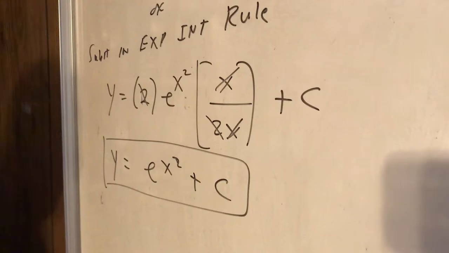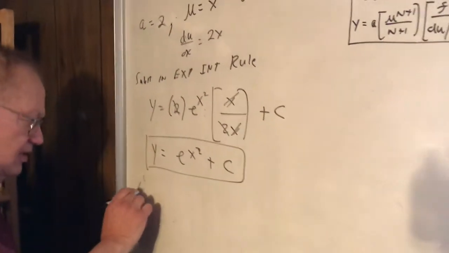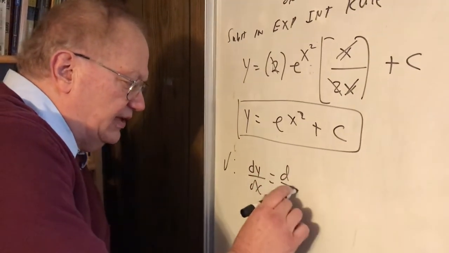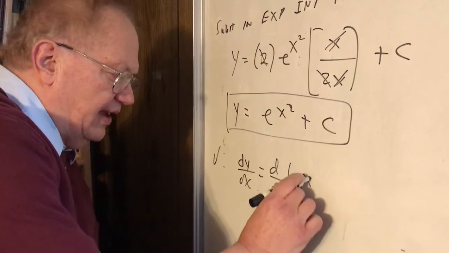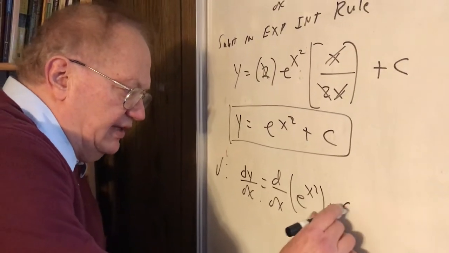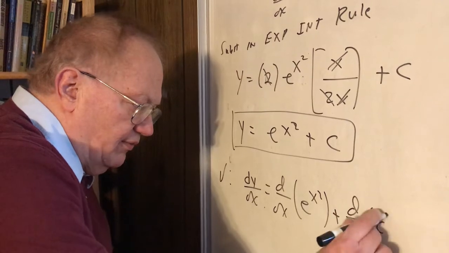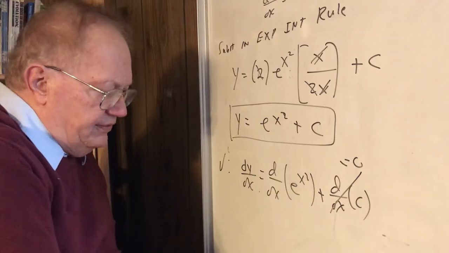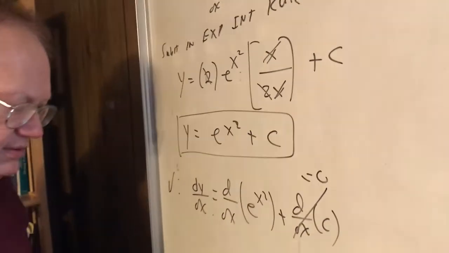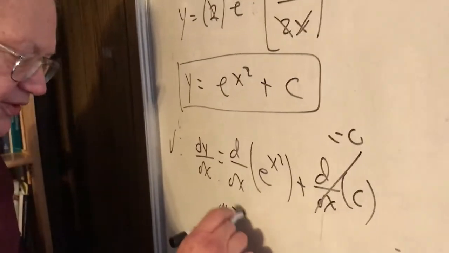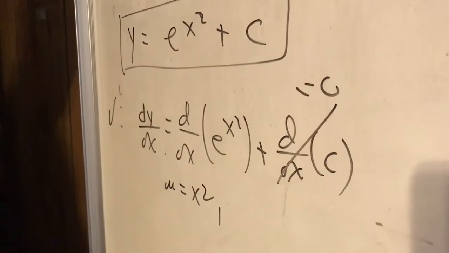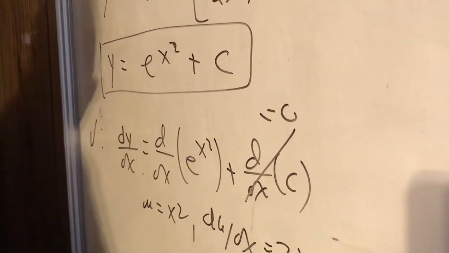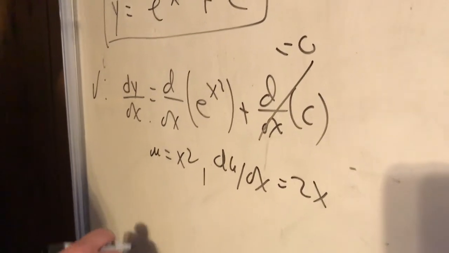Okay, now how would I check this? Let's suppose I want to check this. Well, I would take dy dx equals d dx of e to the x squared plus d dx of c. Derivative of a constant equals 0. This would be a chain rule where u would equal x squared, and I haven't given this up there. And du dx would be 2x.